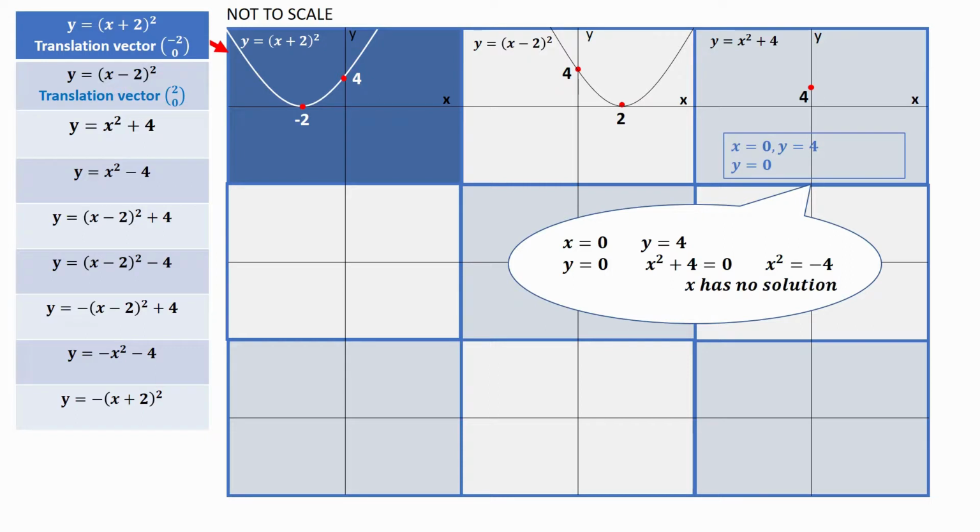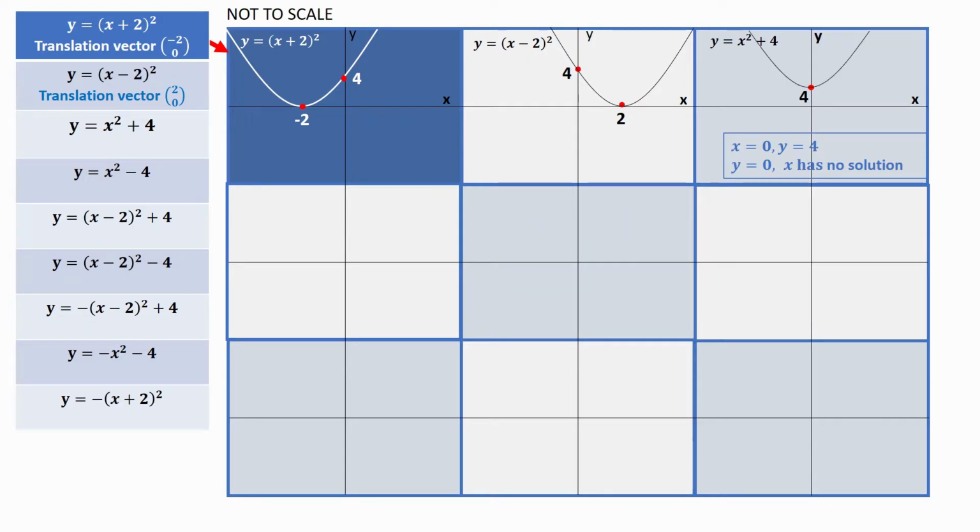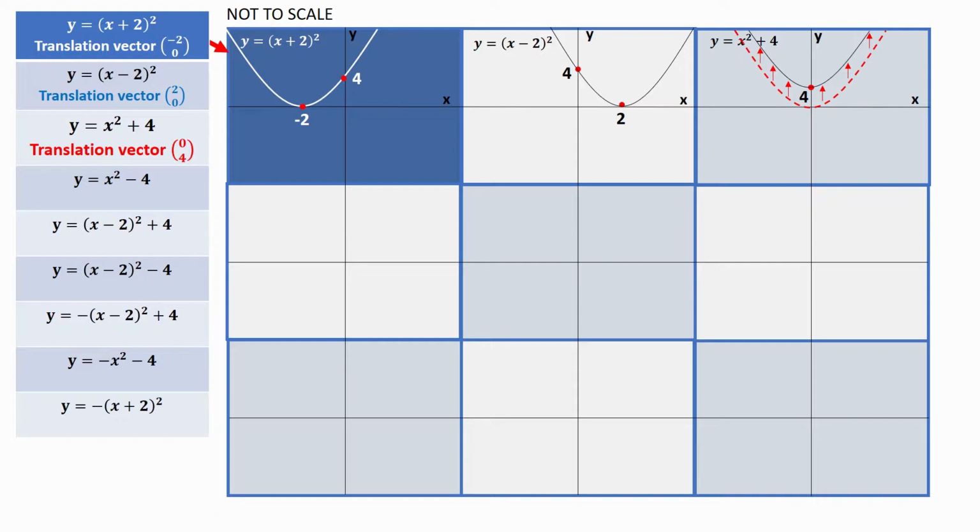It is impossible to find the square root of a negative number. So x has no solution. The curve does not intersect or touch the x-axis. So (0, 4) is a turning point, and the y-axis is a line of symmetry. Drawing y equals x squared, you can see that each point moves 4 units up. So the transformation is a translation with vector (0, 4).